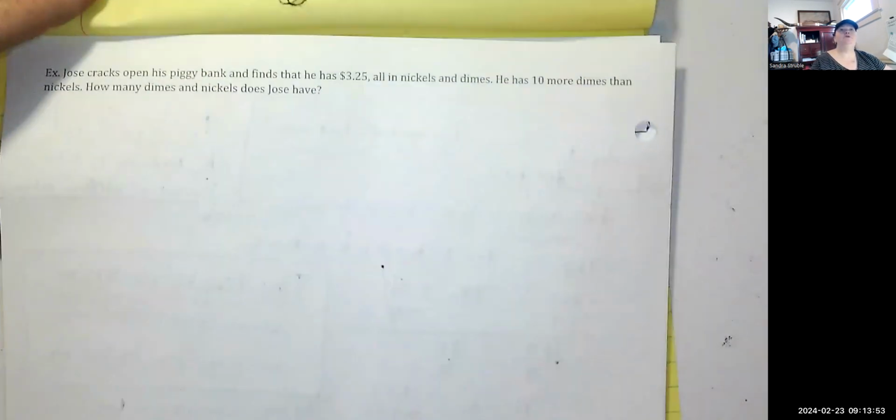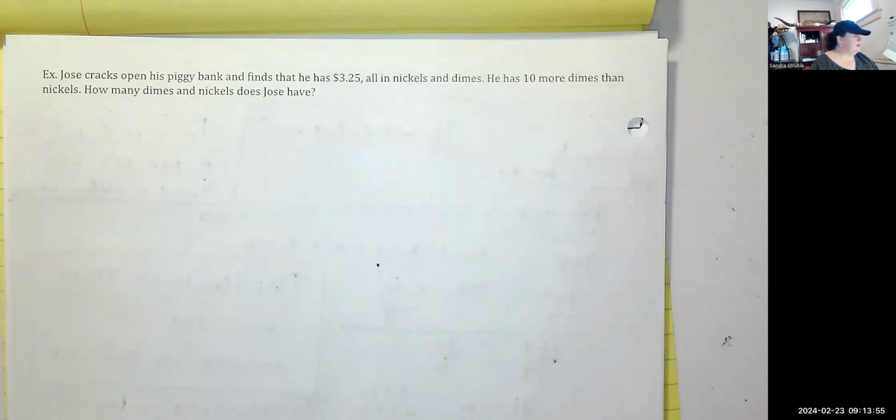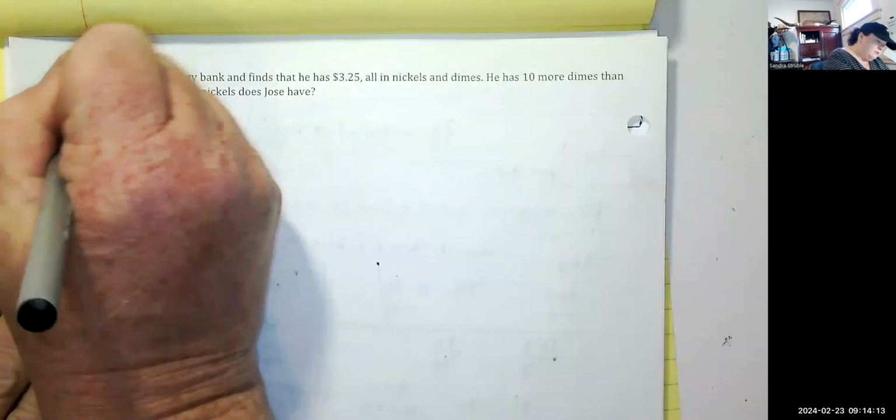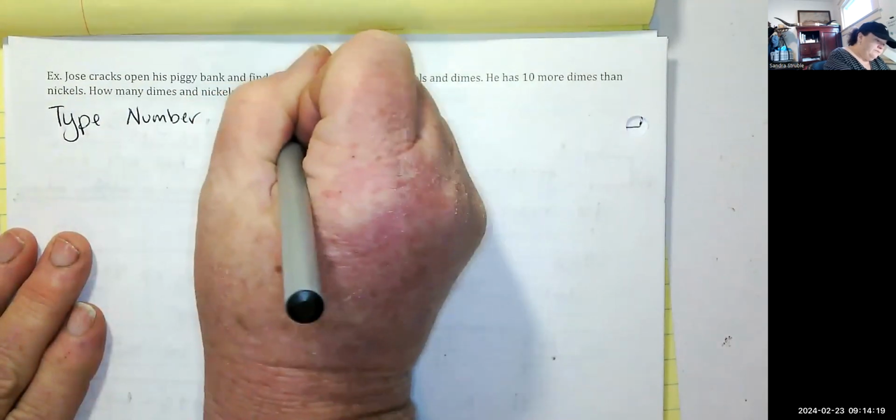All right. Jose cracks open his piggy bank and finds that he has $3.25, all in nickels and dimes. Ooh, I like this one. He has 10 more dimes than nickels. How many dimes and nickels does he have? All right, let's just start by writing what the different types are that he's dealing with, the number, and the value of the coin.